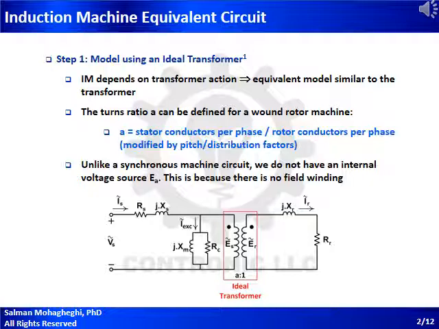If you look at this equivalent circuit for the induction machine, you notice a big difference between this and what we have for a synchronous machine. Despite the fact that both are AC machines and both are three-phase, the equivalent circuits are going to be very different. One big difference is that synchronous machines are going to have an internal voltage source EA, which we don't have here. This is because we don't have a field winding in induction machines.